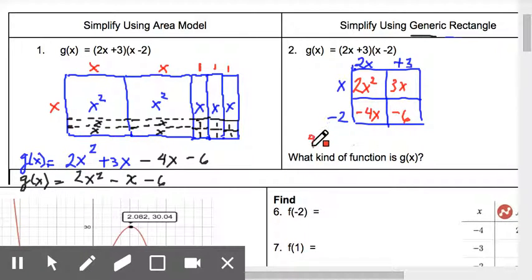So now we can find the area of g of x, which is 2x squared. So we got the 2x squared from here. Now 3x plus negative 4x, because they're both x's, so we will combine them and we'll have negative x, since we have more negatives than positives. And then we bring down the negative 6.